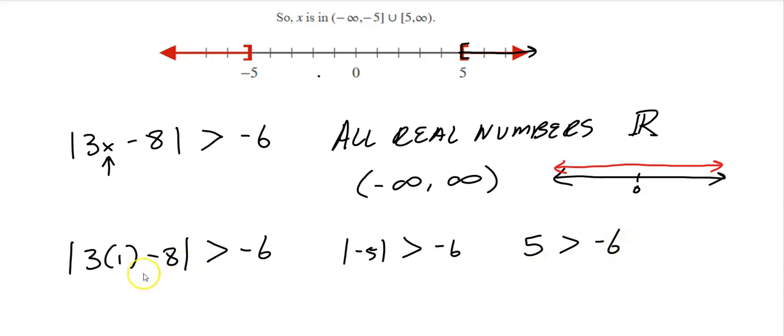And you say, well, what if you put a negative in there? What if I put -1 in there? Well, then that would be -3 minus 8, which is going to give us what? -11. But what's the absolute value of -11? It's 11. So you can see, no matter what number I put in there, you're always going to get all real numbers. Okay, so there you go.